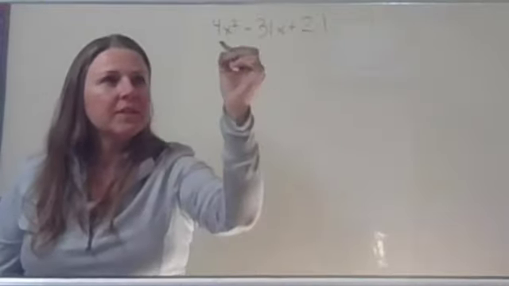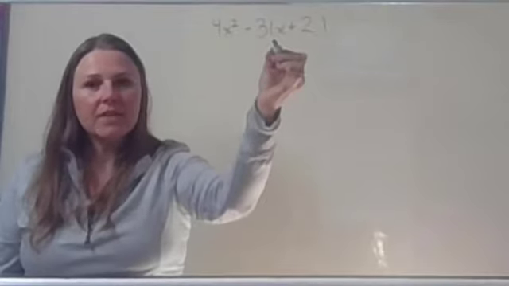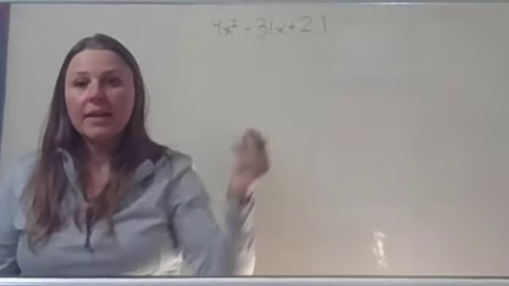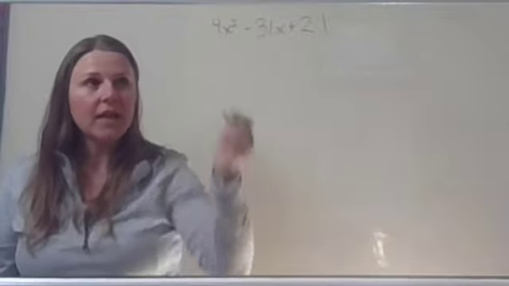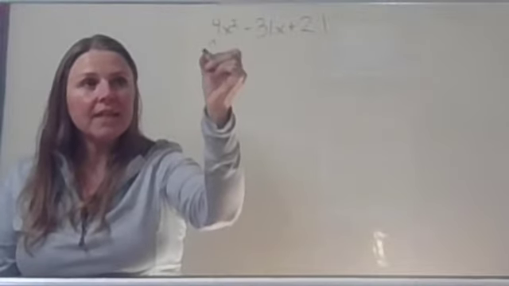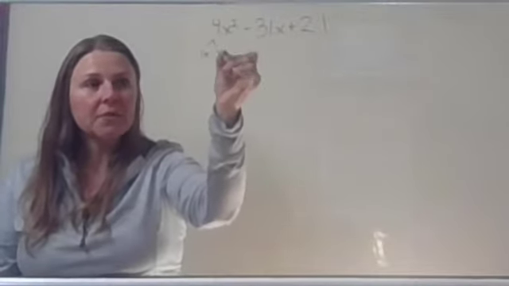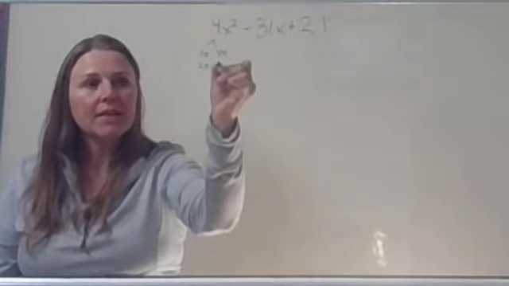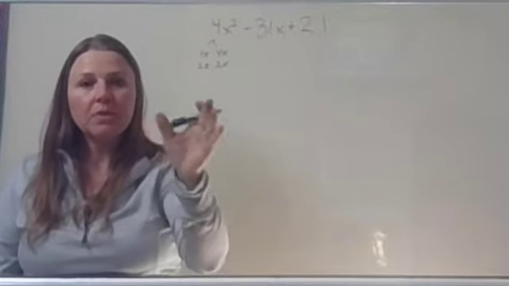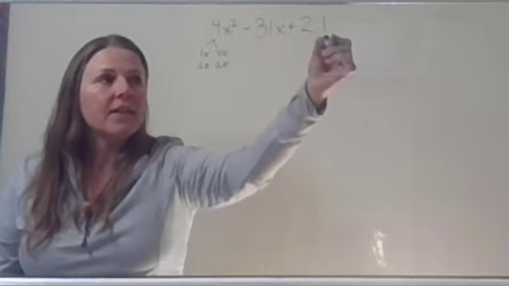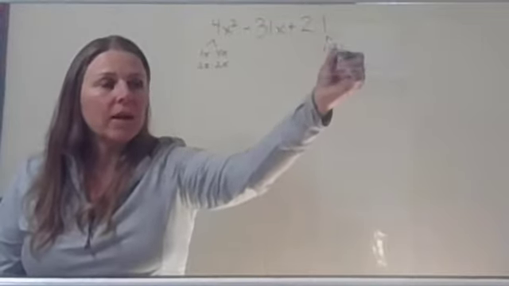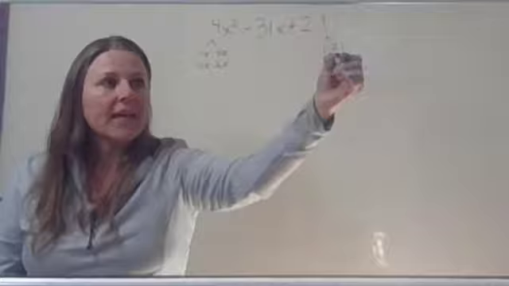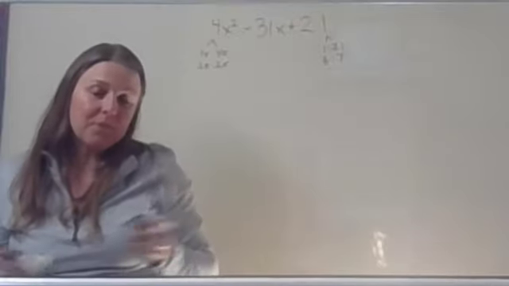Next problem we're going to do is 4x squared minus 31x plus 21. Now, you're more than welcome to try trial and error, but you do need to realize that this could be 1x times 4x, and it could also be 2x times 2x. So you've got multiple options in the front. And then 21 is either going to be 1 and 21 or 3 and 7. So you've got some options to try.